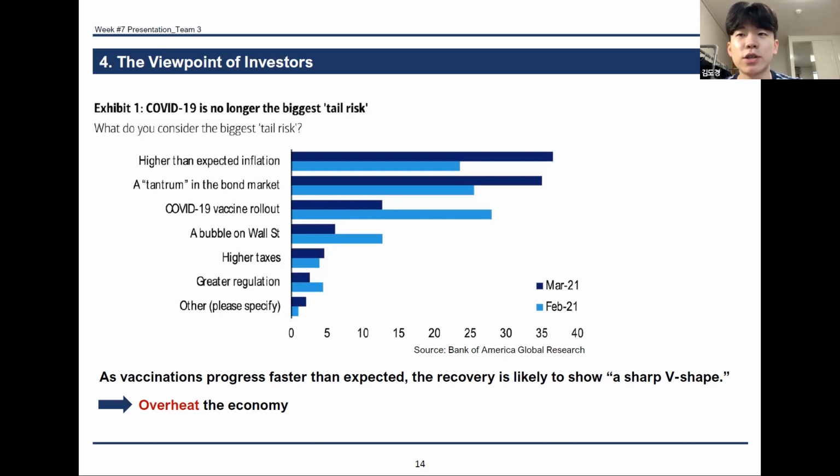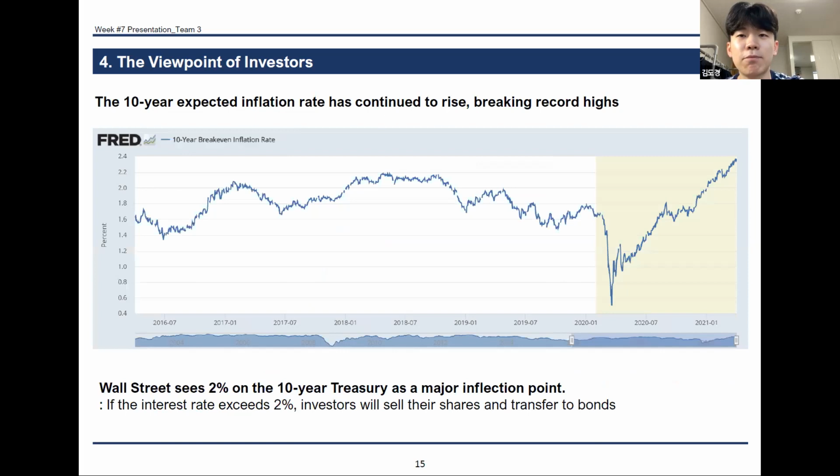Why are investors concerned about inflation? The reason is that as vaccinations progress faster than expected in the US, the recovery is likely to show a sharp V shape, which could overheat the economy. The break-even inflation rate represents a measure of expected inflation derived from 10-year Treasury constant maturity securities and 10-year Treasury inflation indexed constant maturity securities. The latest value implies what market participants expect inflation to be in the next 10 years on average.